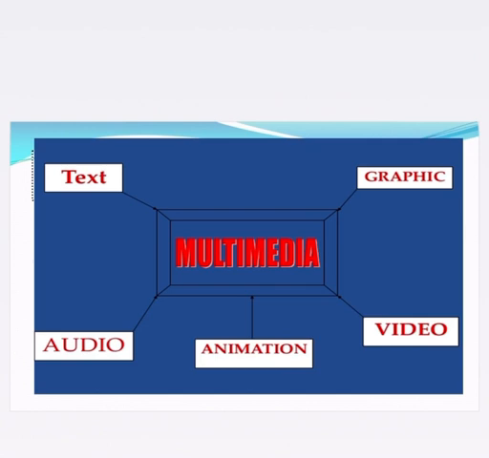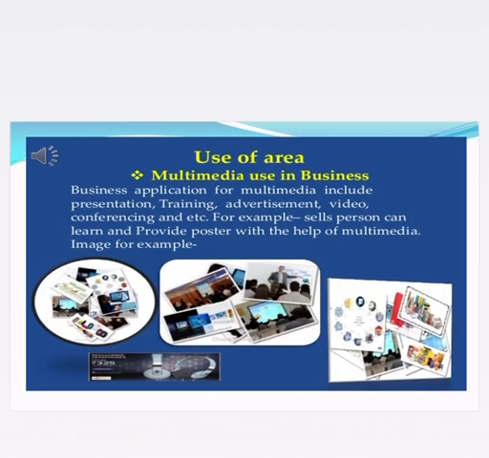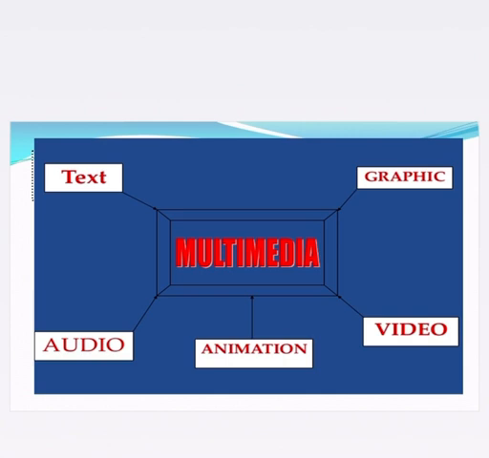Images you can see. So multimedia includes text, audio, animations, video and graphics. Text includes alphanumeric characters; graphics include drawings and images; audio is sounds; video is real life events; animations are moving images.